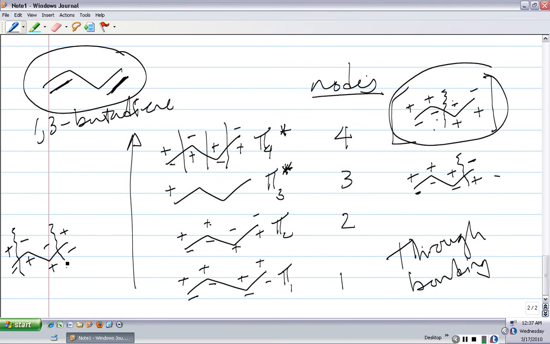That's an option. Or I could probably do plus, plus, minus, plus, minus, plus, minus, minus, which gives me my 1 node in the molecular plane, 2 nodes, 3 nodes. So I've got 2 possibilities for pi 3 star. Yeah, I don't think there's any other. Which of those is favorable, is more favorable?